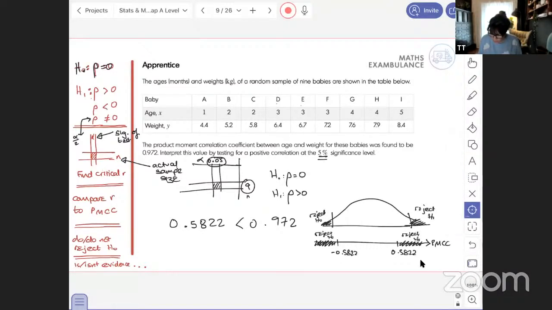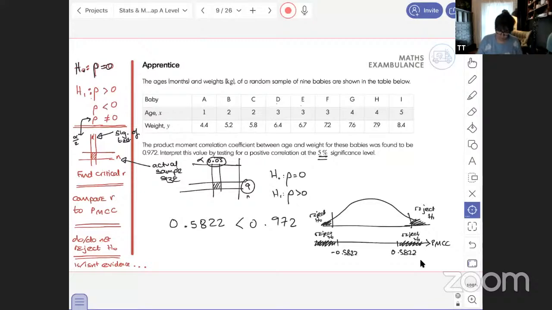So because this number 0.972 is bigger than 0.5822, that means we're down this end. If we're down this end, then we're going to reject H0. So we reject H0 and we say there is evidence of a positive correlation.